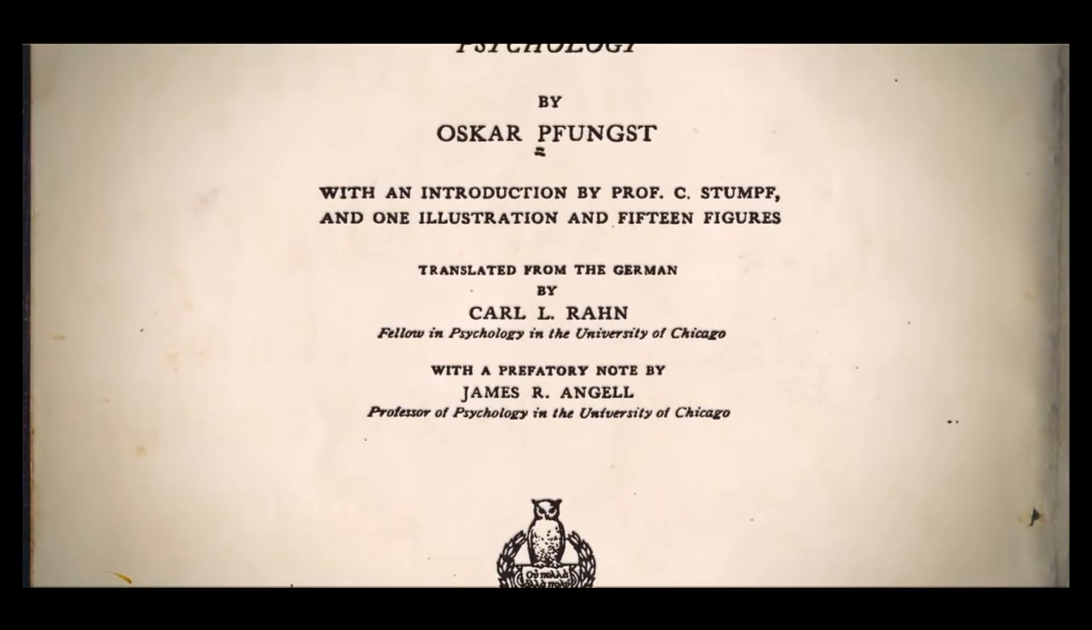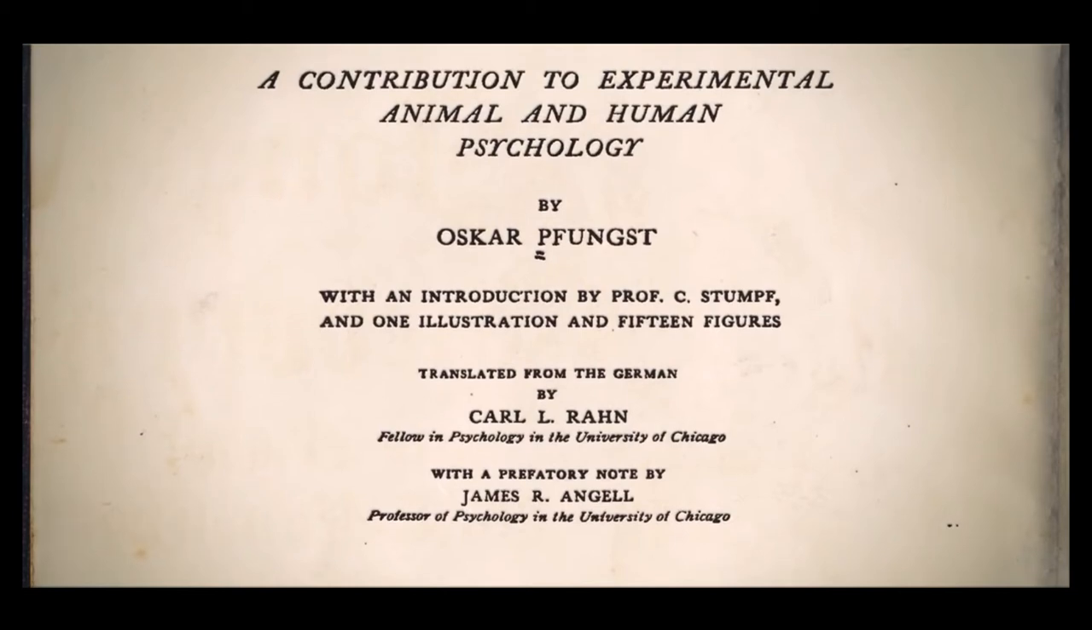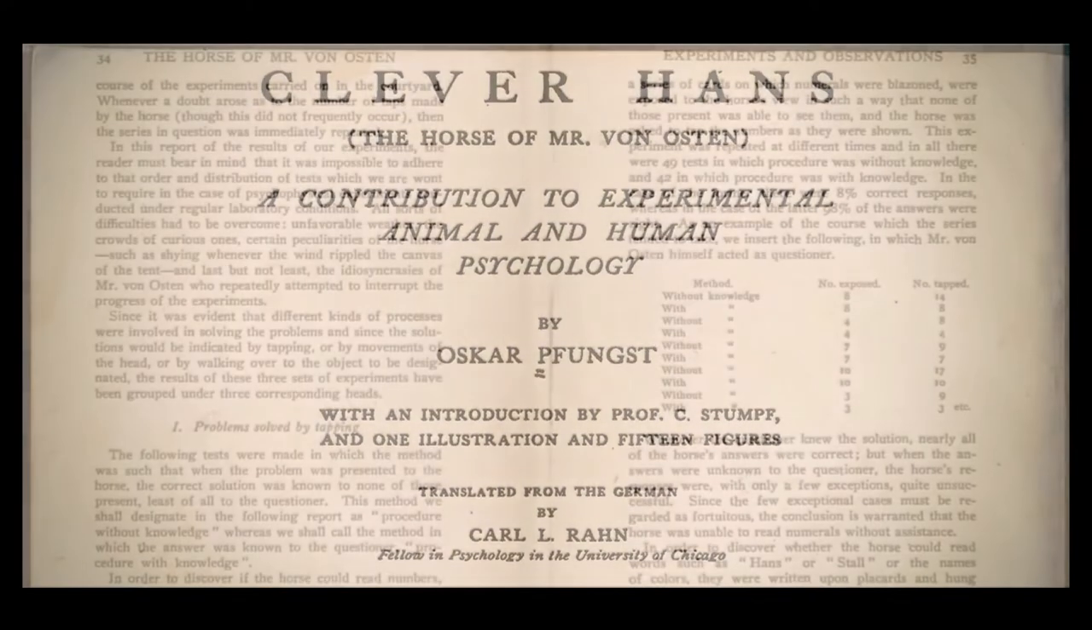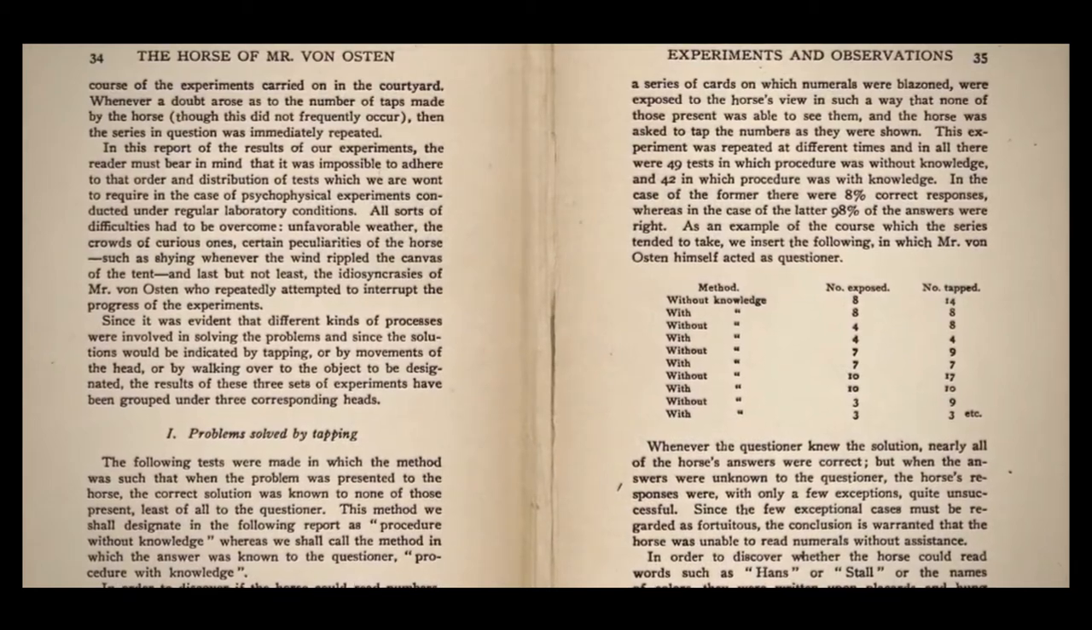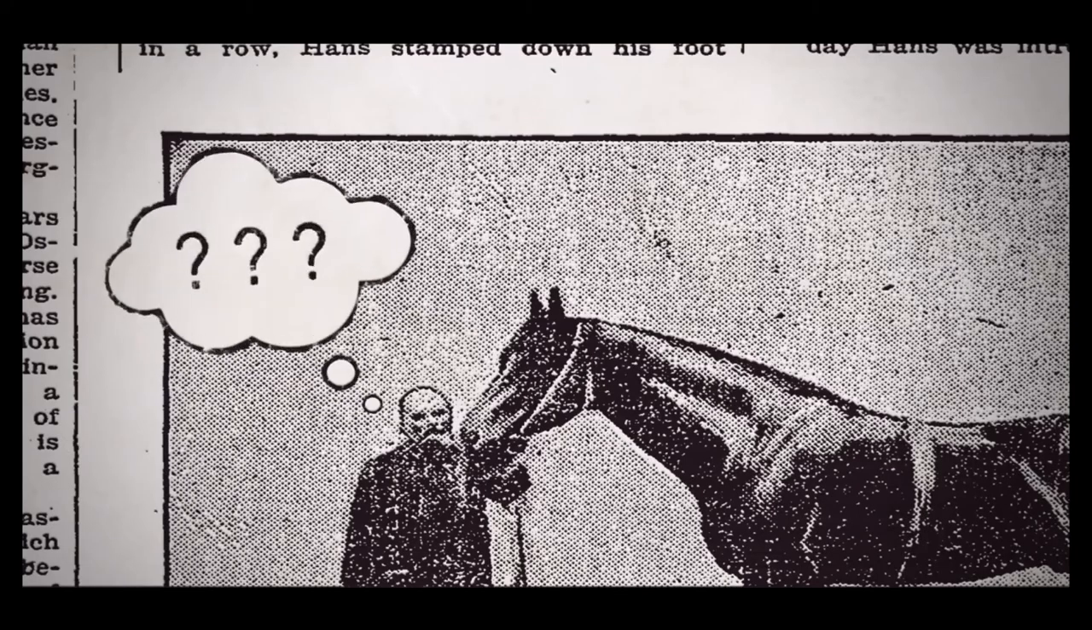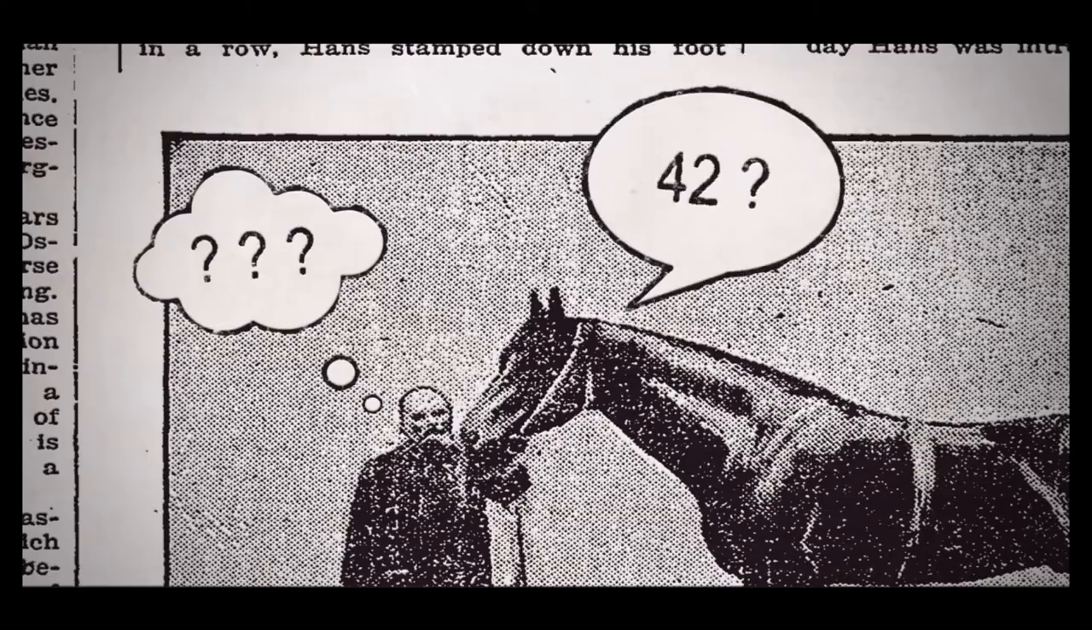His name was Oscar Pfungst, and he tested this horse much more thoroughly and wrote a 200-page book on his findings. He found that people were unconsciously giving the horse subtle cues when he got close to the correct answer, like jerking their head up a little bit or looking tense. So, if the person asking the question didn't know the answer, Clever Hans didn't know the answer either.